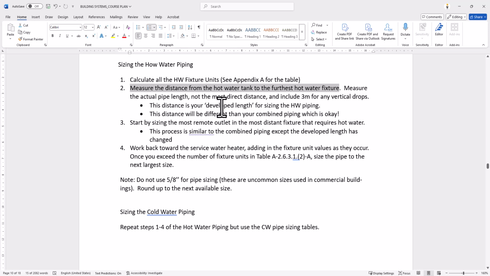Do not take the direct route, all right? Don't just measure on an angle. Follow the pipe, measure the whole thing. And you're also going to include 3 meters for any vertical drops, right? That's going to be included in the distance itself. So this distance is your developed length for sizing hot water piping. And this distance is going to be different than your commercial building piping, which is okay.